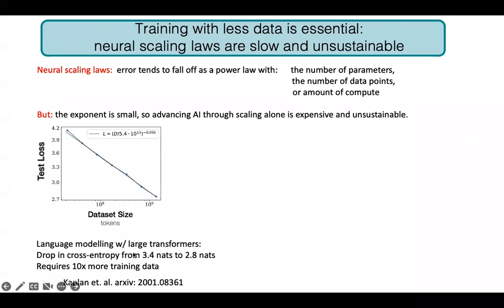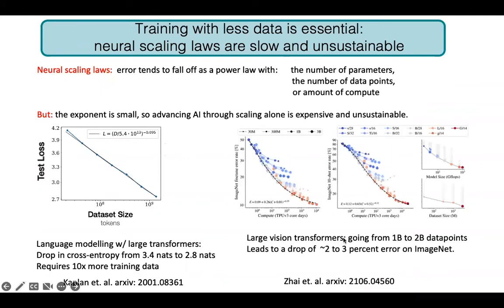So for example, in a particular language modeling task, i.e. predict the next word with large transformers, a drop in the cross entropy loss of next word prediction from 3.4 nats, roughly think of it as 3.4 bits, to 2.8 bits, requires 10 times the amount of training data. Another example, for training large vision transformers, if you start with 1 billion training points, you'll get a certain error. But if you add 2 billion data points, you'll drop your error only by 2 to 3% on ImageNet. So an additional 2 billion data points, starting from 1 billion, buys you 2 to 3%. And typically scaling laws are like this.